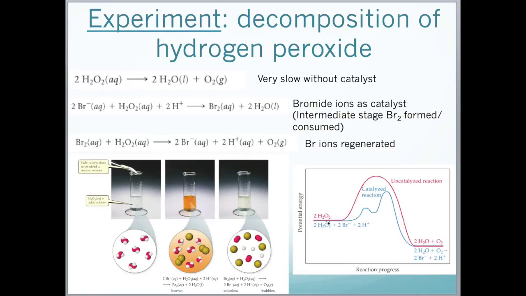On the right here we can see a red line. This is the decomposition of hydrogen peroxide without the use of a catalyst. It is much higher than the blue line, which represents the catalyzed reaction where we're using bromide ions.